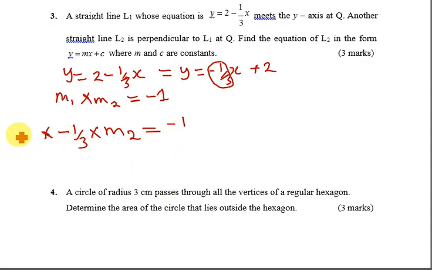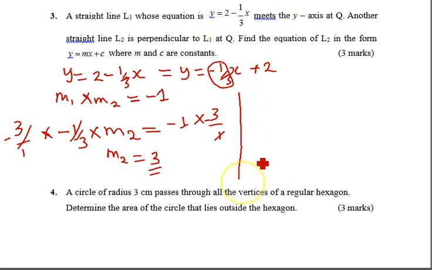So we multiply by the reciprocal, that is -3 over 1, multiplied by -3 over 1. So this and this cancel out, so that m2 will be equal to, 1 and 1 cancel out, negative multiplied by negative gives us positive. So our m2 will be positive 3.